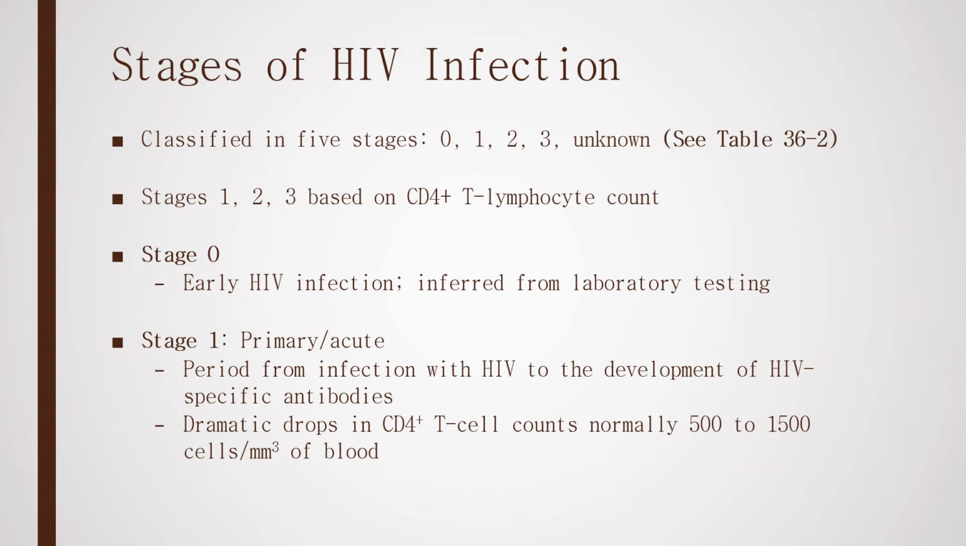Because as we talked about, when a foreign agent enters the body, it starts to produce antibody, right? So that takes time for antibody to be produced in the body. So it is called the primary infection or acute HIV infection. Usually in the past, it was known as the window period, and it's part of stage 0.